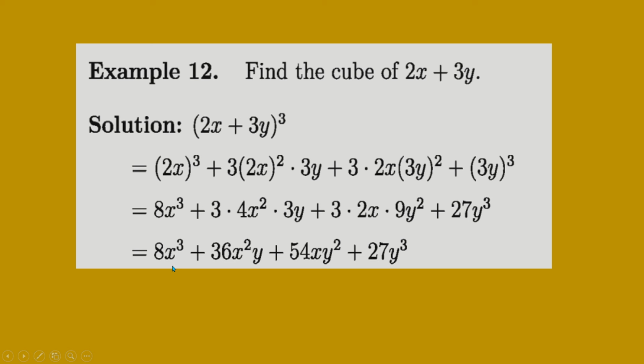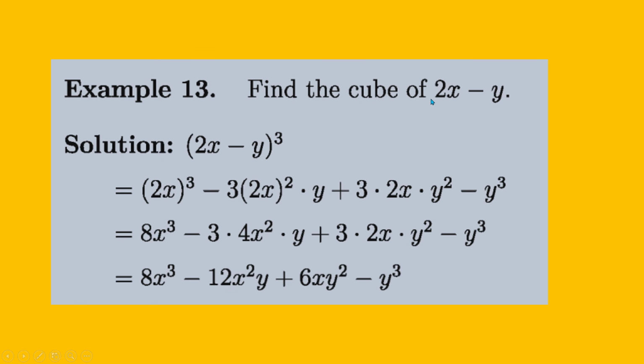Now calculate: 8x cube plus 3 into 4, 12, into 3 means 36 x square y, plus 3 into 2 means 6 into 9 means 54 x y square plus 27 y cube. This is the required answer.